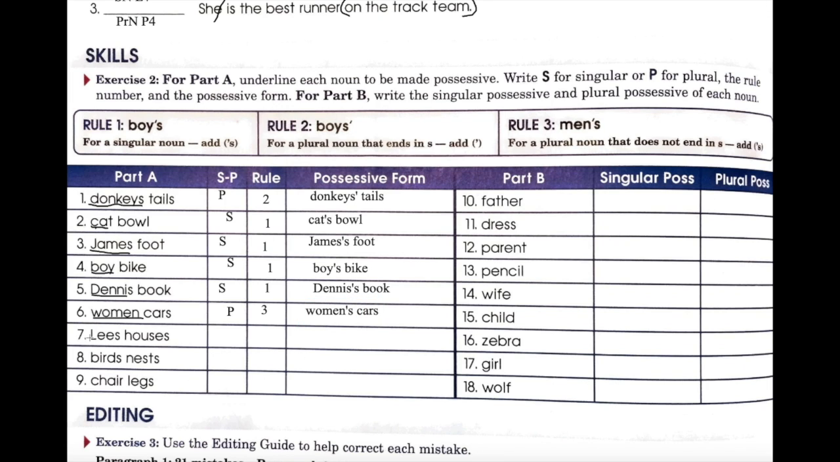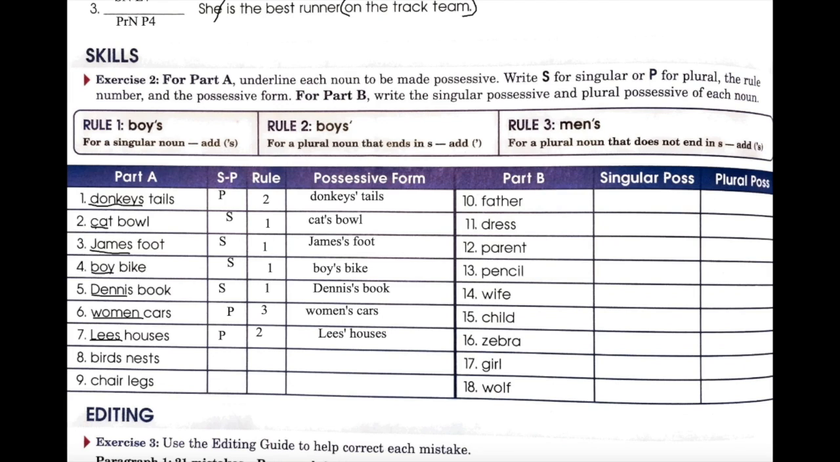Lee's house. Underline the noun. Lee's. So this would be like the Lee family, all of them, the Lee's houses. Oh, houses. Lee's houses. Lee's, is that singular or plural? It is plural. What rule does it follow? It follows rule number 2. So we write it like this. Lee's, because it's all the Lees, their houses. Lee's apostrophe after the S.